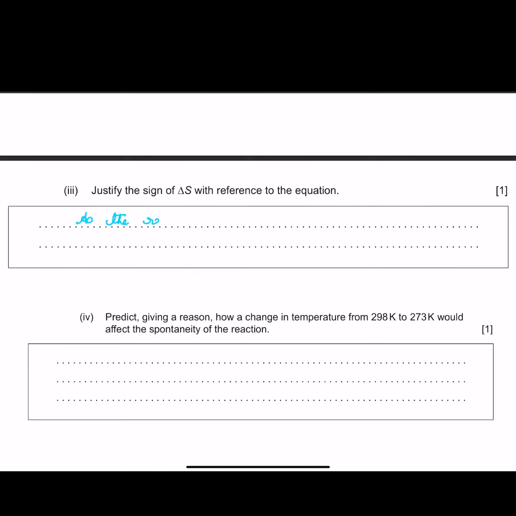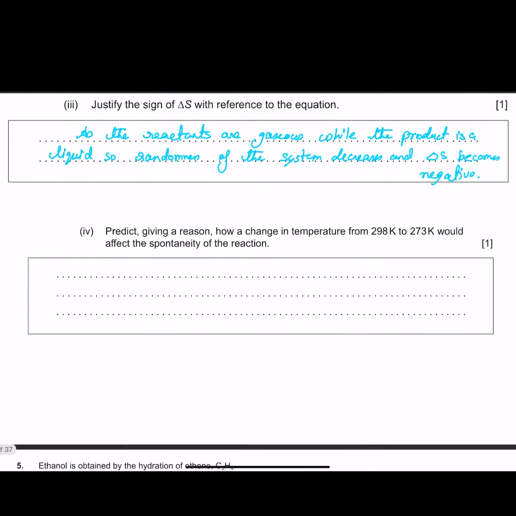So we can write the answer like this: as the reactants are gaseous while the product is a liquid, the randomness of the system decreases and delta S becomes negative. That's the answer to this question.